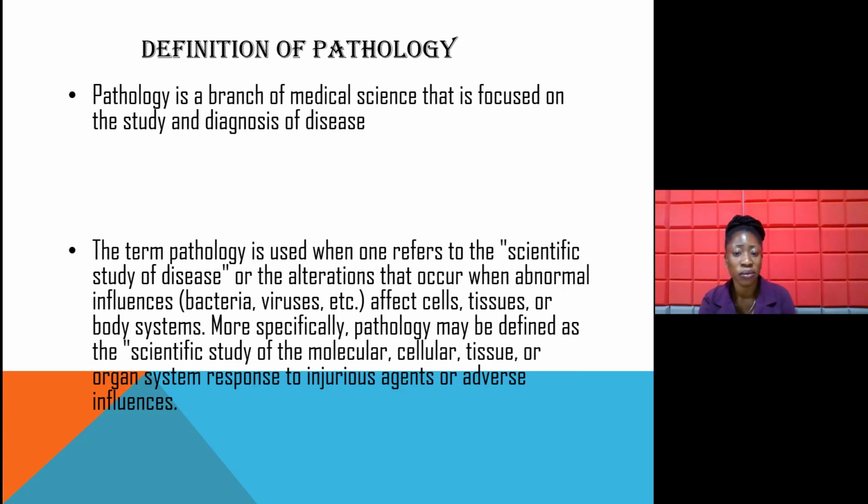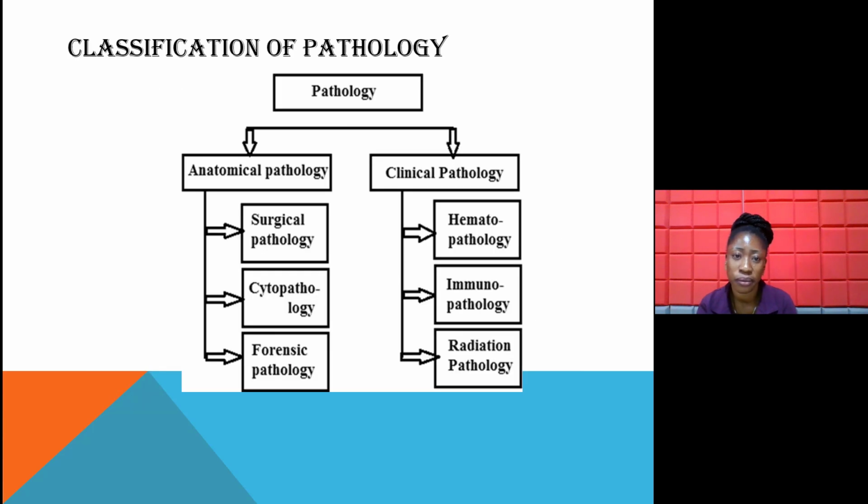The second one is that the term pathology is used when one refers to the scientific study of disease, or the alterations that occur when abnormal influences like bacteria, viruses, or fungi affect our body, the cells, the tissues or the body systems. More specifically, pathology can be defined as the scientific study of molecular, cellular, tissue or organ system response to injurious agents or adverse influences.